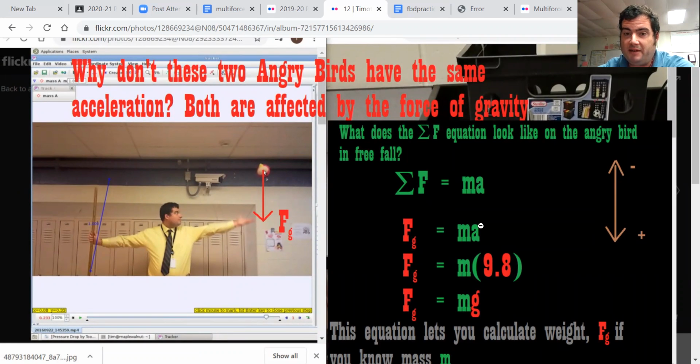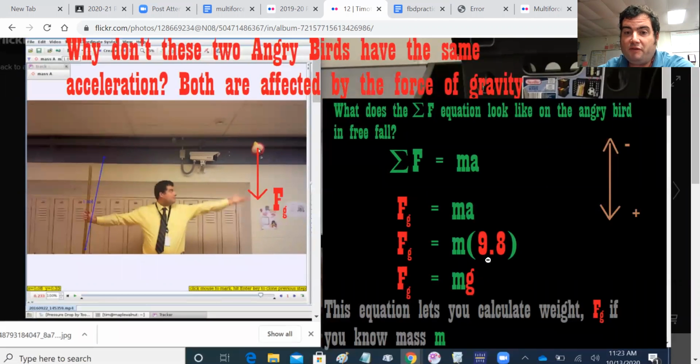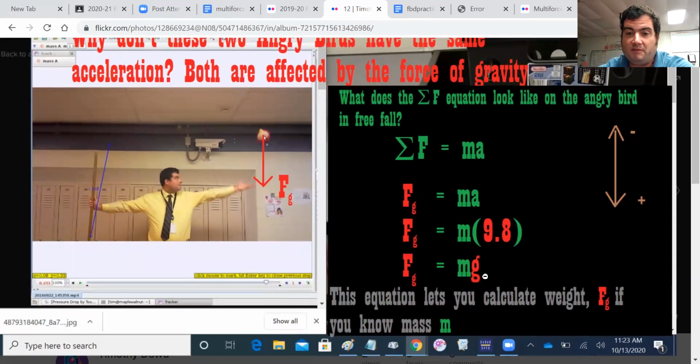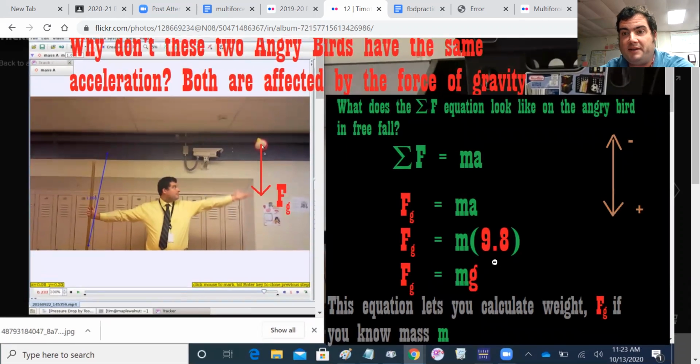So I replace sigma F with the one force, gravity. It still equals ma. We know when something's flying through the air, the acceleration is 9.8. So that means that the weight, the force of gravity on something, must be its mass times 9.8. And we abbreviate that as Fg, the weight, the force of gravity, equals mg. So anytime you're looking at the force of gravity, you can calculate that by just doing mass times 9.8.